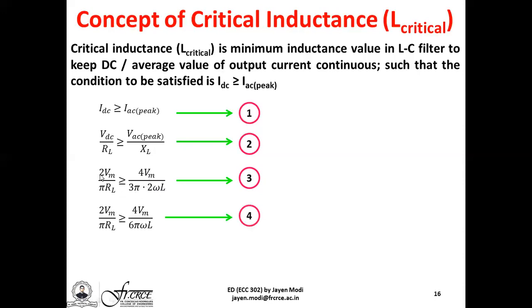Sorting of the terms, we get twice Vm upon pi into RL will be more than or equal to 4 times Vm upon 6 pi omega L. Cancelling of the common terms, we have Vm and Vm disappears, we have pi and pi disappears. So we get omega L. Transferring this term from right to left, we have omega into L more than or equal to RL by 3. So finally, if we transfer omega from left to right, we have the inductance L should be more than or equal to RL upon 3 times omega.